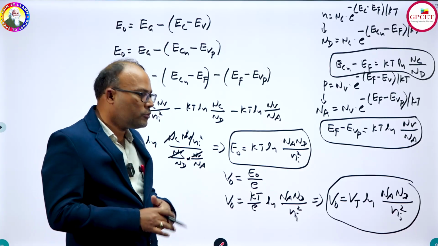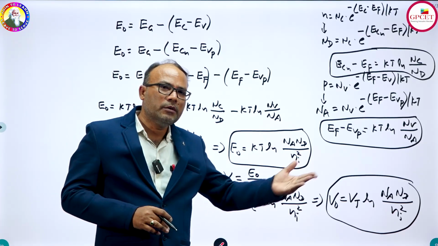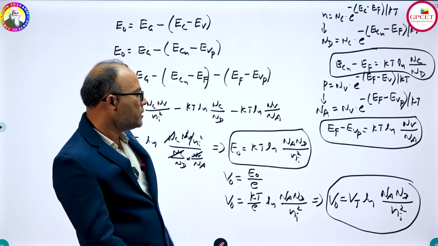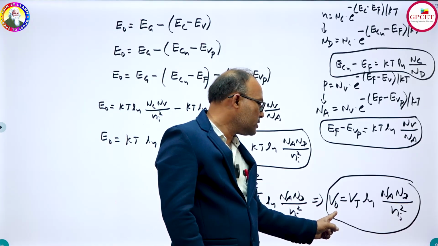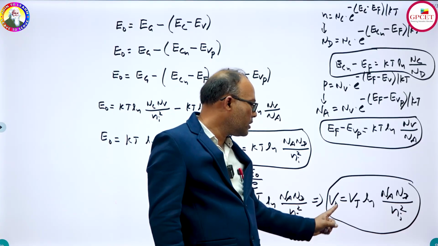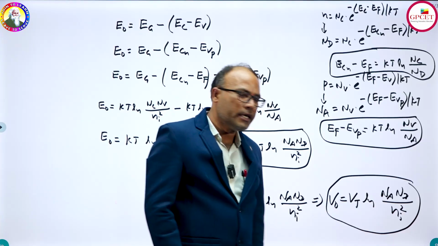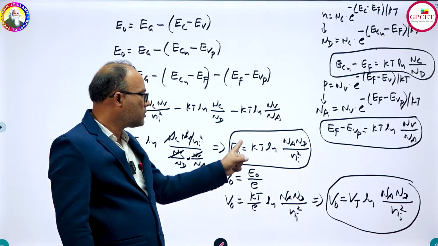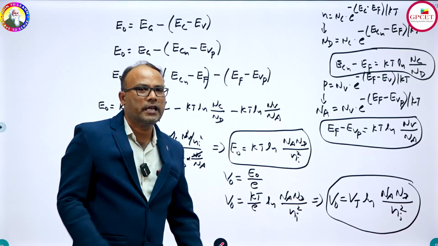In order to make sure that a hole moves from P type to N type, it has to overcome that potential energy barrier. But what does that potential energy barrier mean? This is the amount of potential energy barrier in terms of magnitude, where V naught is equal to Vt ln Na Nd by Ni square, and this is the potential energy barrier for electrons, which is E naught is equal to KT ln Na Nd by Ni square.